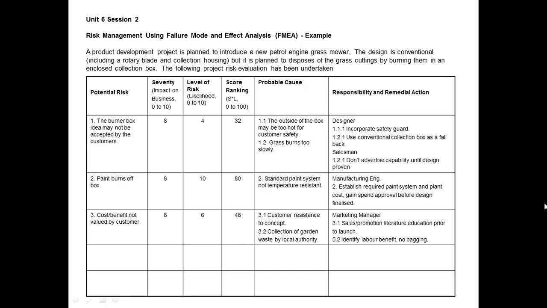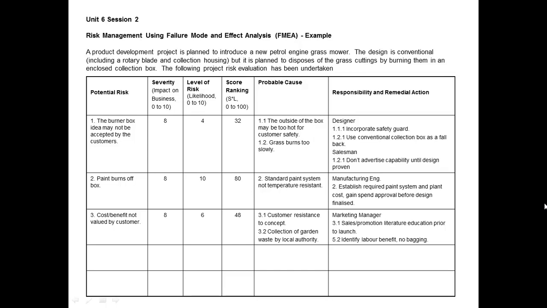Another potential risk, number 3, cost/benefit not valued by the customer. Again, quite severe. Didn't intend all these to be the same. However, again, the same. Likelihood, fairly high. We've got a sort of mid-range score ranking. And we've got a couple of reasons why that might occur.